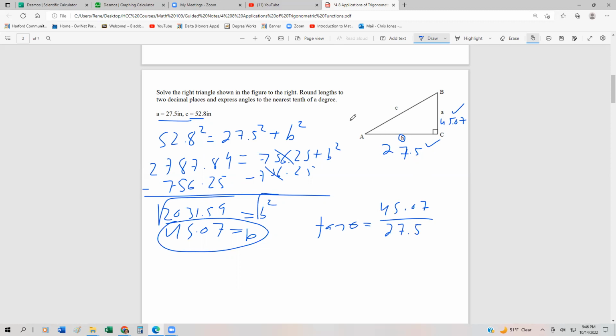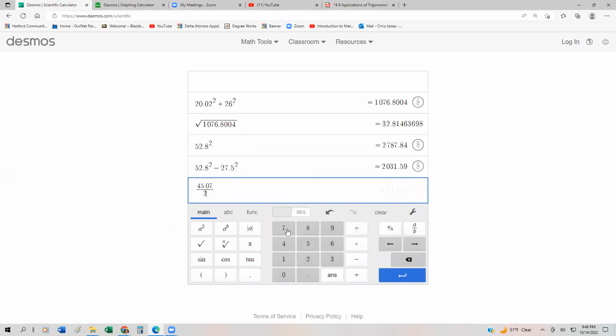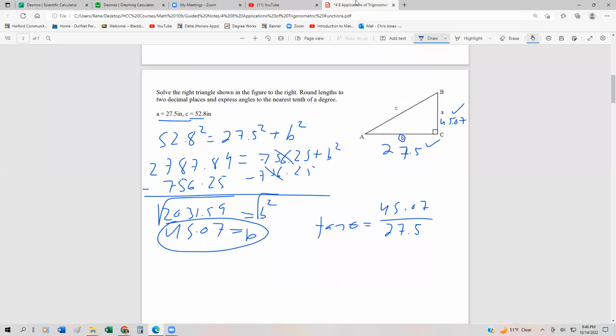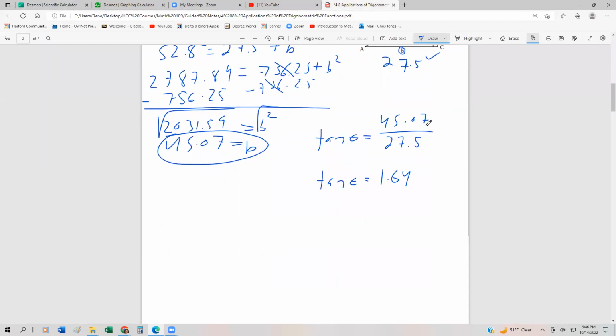So that would be 45.07 divided by 27.5. Right? And if we divided those out, in our calculator, we're going to take that 45.07 and divide by 27.5. That gives us 1.63, let's just say 1.64 since we're rounding everything to two decimal places. So that means that the tan of theta is going to be 1.64, all right? And then finally, to find our angle, we would take the inverse of the tangent, okay? So this would be inverse tangent of 1.64.